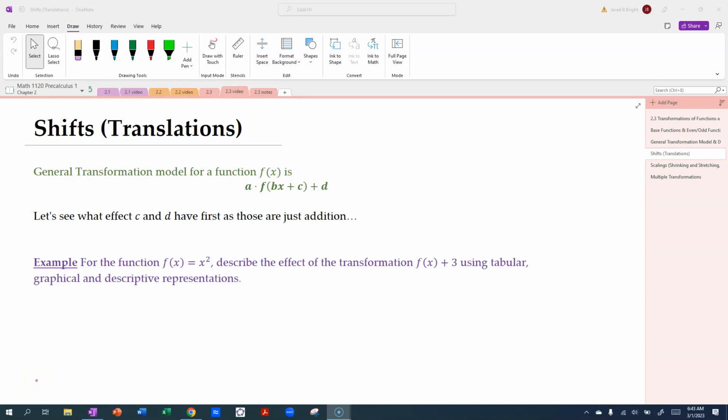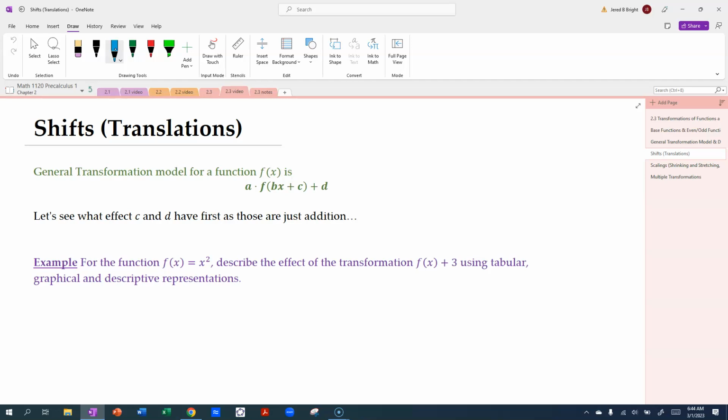In the last video, we were exposed to the general transformation model, and we saw some things happen through Desmos. It was kind of fun. Now we want to dig in and see, okay, what does each one of these do exactly? We have some idea, but now let's formalize it. All right. So we're going to begin with C and D, investigating those, just because adding things is generally easier than multiplying things, maybe. So we're just going to begin there.